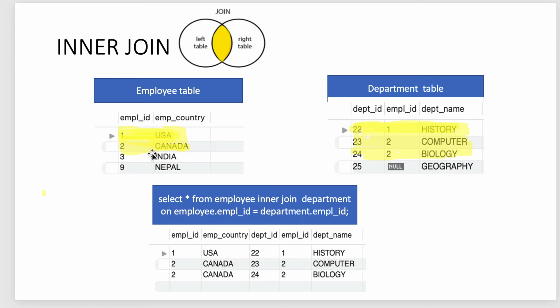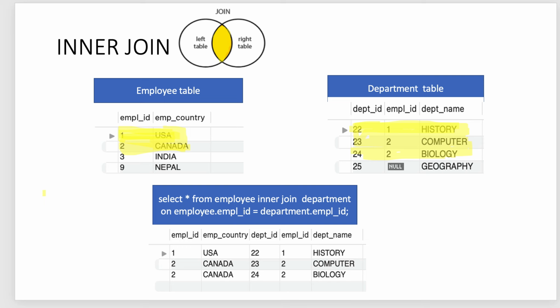So from the first table, we get employee IDs 1 and 2 with the countries USA and Canada. Here India and Nepal are omitted. You can see that there is no country name India and Nepal. Also there is no department name geography. Here we have only history, computer and biology. So this way the inner join works.